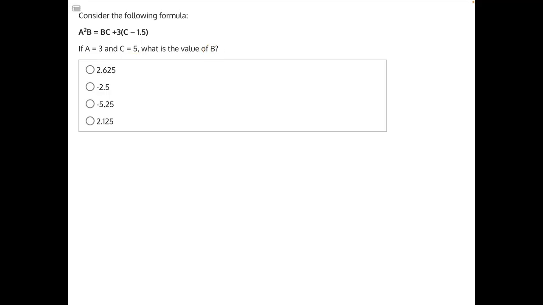We have a squared, which is 3 squared, times b, which is our unknown variable, which equals b times c, which is 5, plus 3 times c, which is 5, minus 1.5.